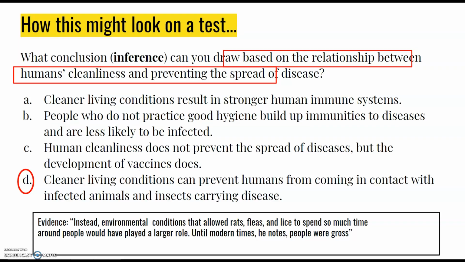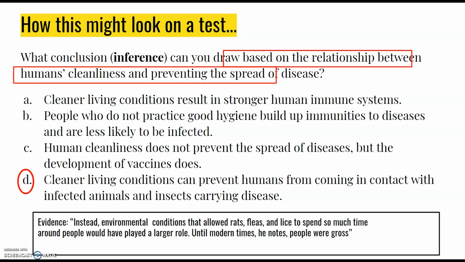Here is an example of a question. What conclusion, right? A light bulb should go up in our head. We're going to have to make an inference. What conclusion can you draw based on the relationship between humans' cleanliness and preventing the spread of the disease? Well, I've determined that D is the right answer choice, that cleaner living conditions can prevent humans from coming in contact with infected animals and insects carrying diseases.